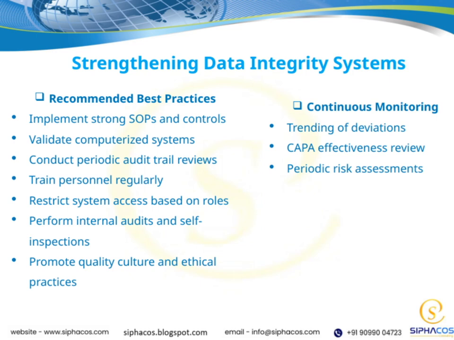Training personnel regularly is crucial because well-trained staff are our first line of defense against errors. Limiting system access based on roles adds an extra layer of security, ensuring only authorized individuals can make significant changes. Conducting internal audits and self-inspections keeps us honest and helps us identify gaps early. Lastly, promoting a quality culture and upholding ethical practices reinforce the importance of integrity across all levels of our organization. When we integrate these practices, we reinforce our overall commitment to quality, compliance, and continuous improvement.